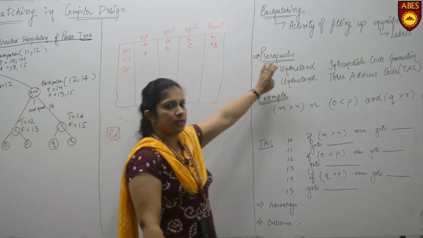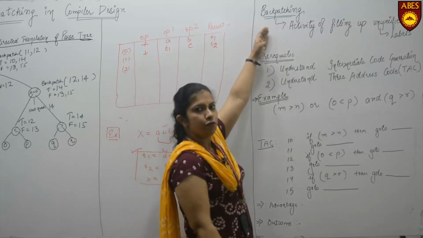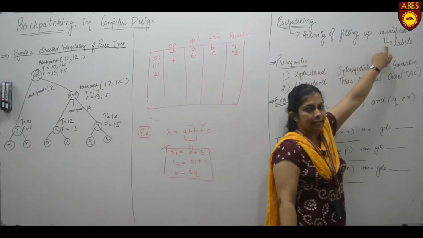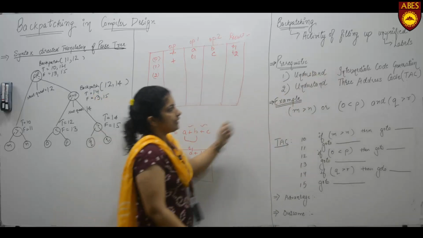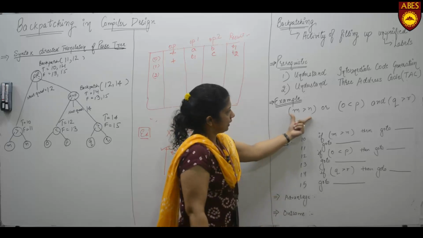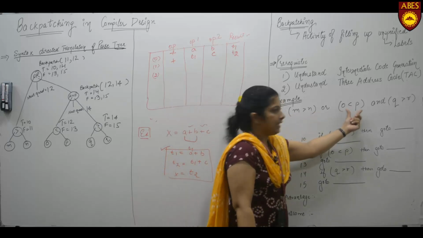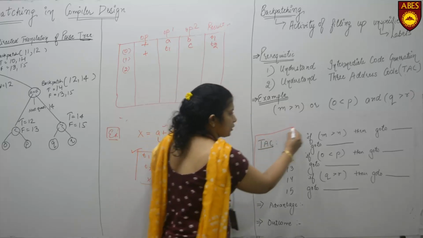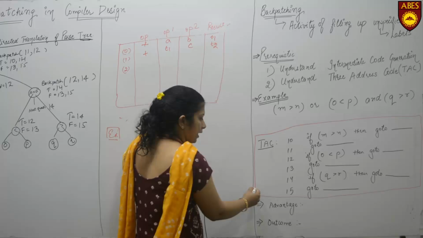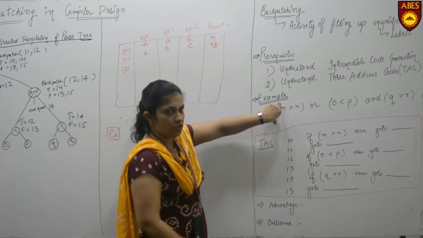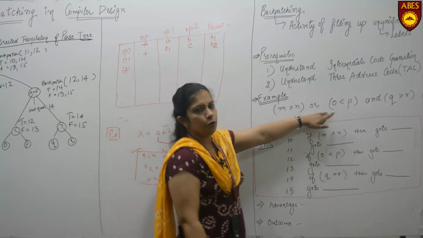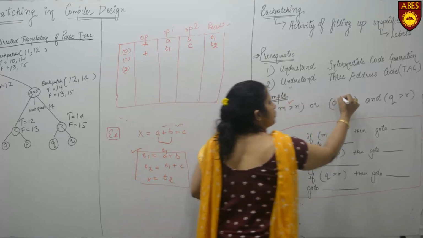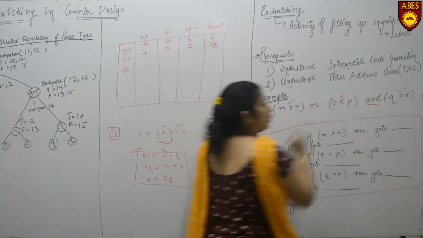Now, after understanding these prerequisites for backpatching, we come to the topic of backpatching. What is backpatching? The activity of filling up unspecified labels. What are these unspecified labels? Firstly, take another example, that is M is greater than N, or O is less than P, and Q is greater than R. Now, take this as a 3 address code for this expression. Here we analyze this expression is a combination of relational operators and Boolean operators. Here we have 3 relational operators and 2 Boolean operators.